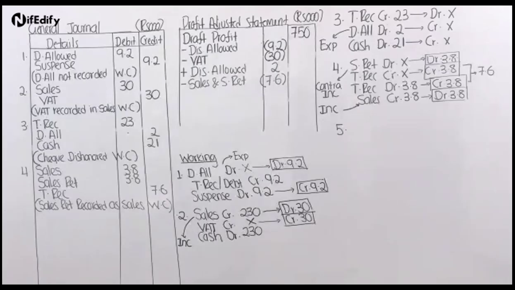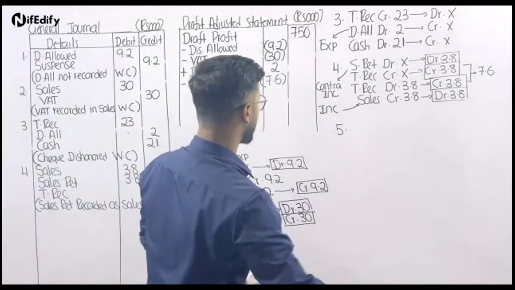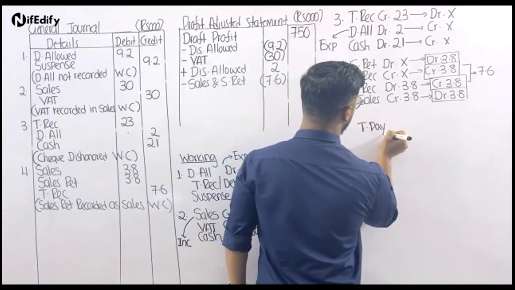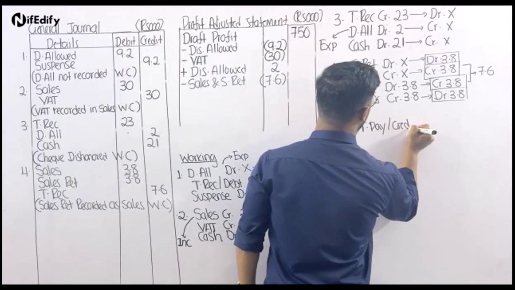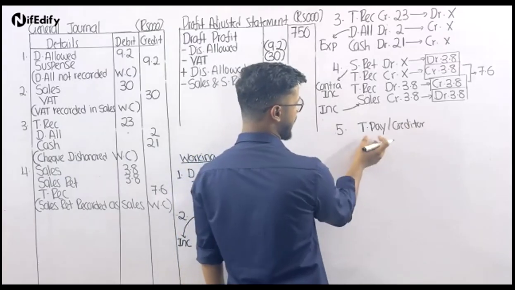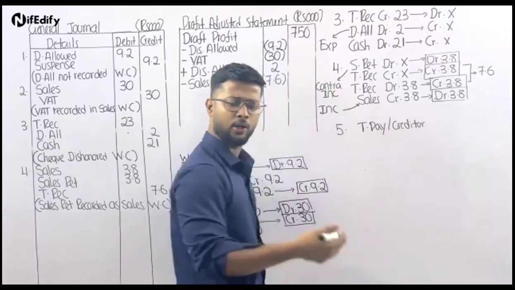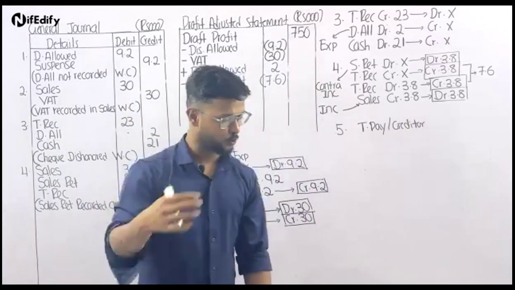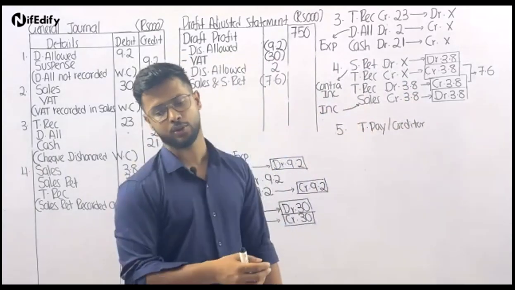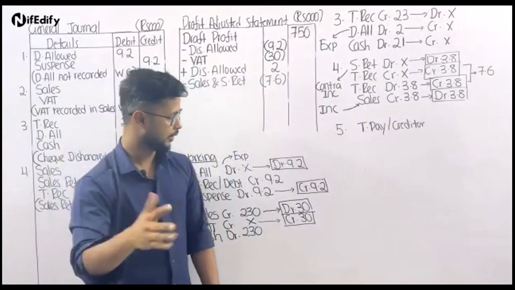Let's go for it. So what's the double entry for contra? Trade payable, or creditor, both are correct. I got a doubt from an online student: sir, my teacher used to teach me creditor and debtor instead of trade payable and trade receivable, which one am I supposed to use? You can use whatever you want. Your examiner is not going to be fussy about those things. So don't worry.